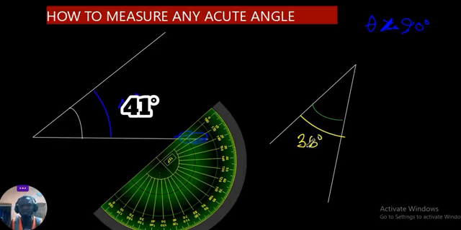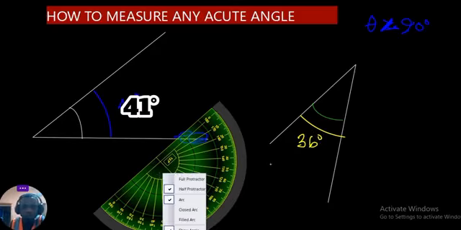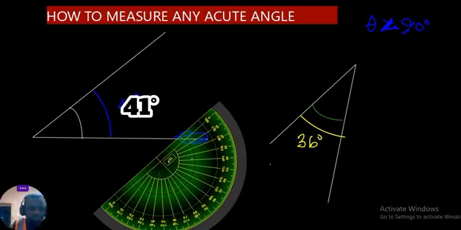Alright, so as a recap, first of all, locate a reference line. Let the T-joint on the protractor fit in at the point of intersection. Now let one arm of the protractor from the 0 mark rest on the reference line, then you count from 0. Doing that, you get the answer.